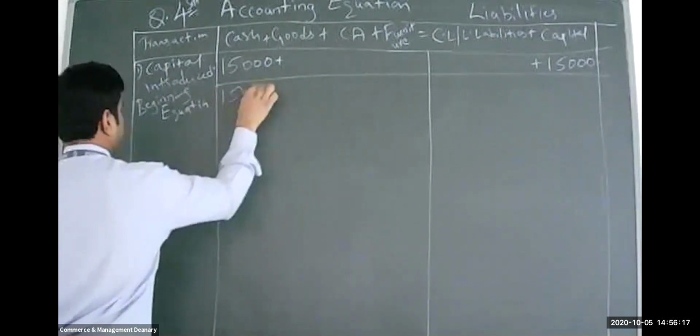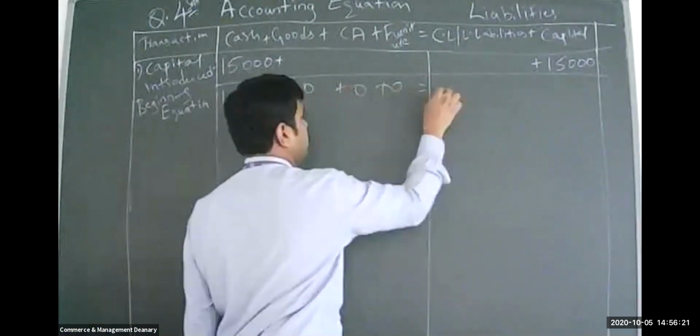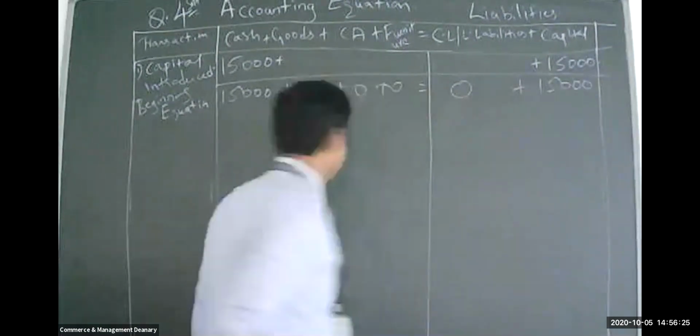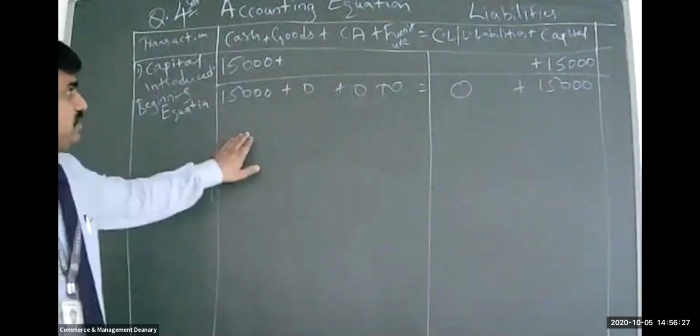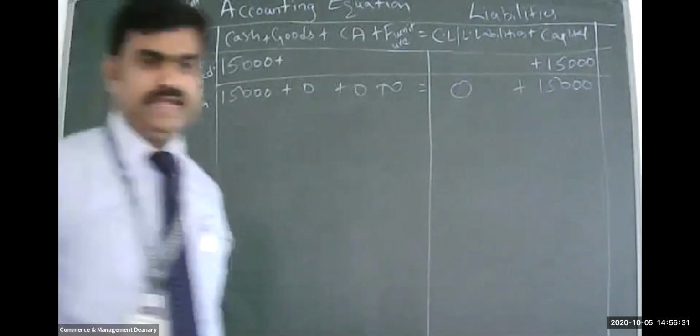So cash is 15,000, and the remaining are all 0. Okay, 15,000 plus 15,000 is equal. Next, the second transaction.